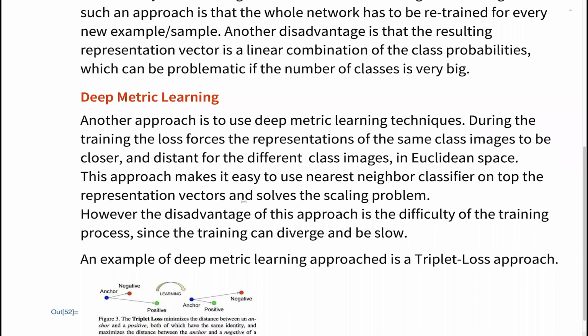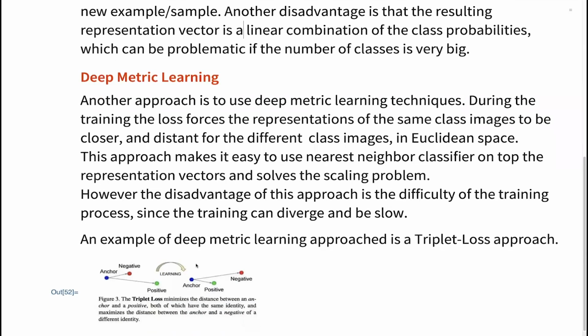Of course, as with everything in this world, even this approach has some disadvantages. Besides being slow, there is a good chance for divergence. A mostly known example of a deep metric learning approach is the so-called triplet loss approach.